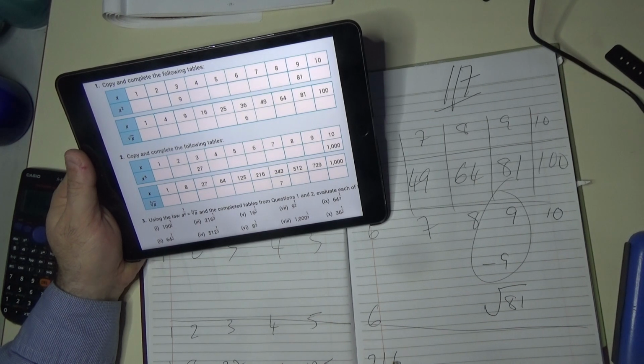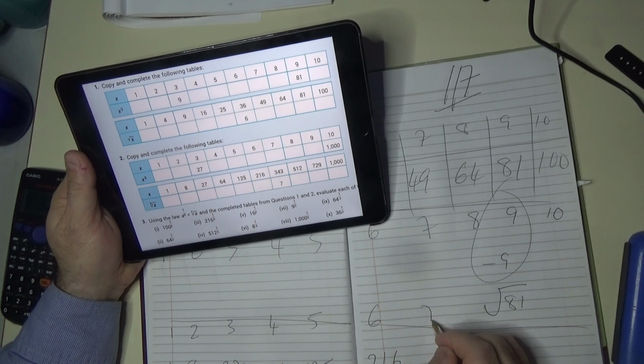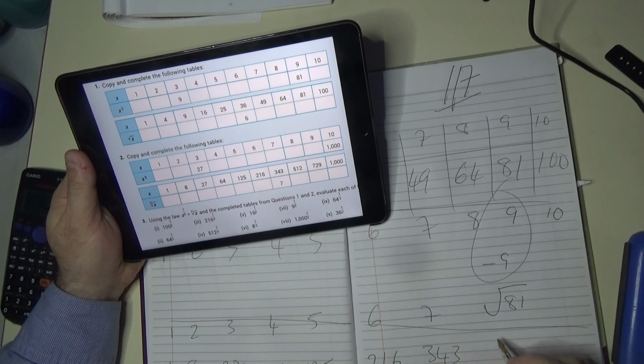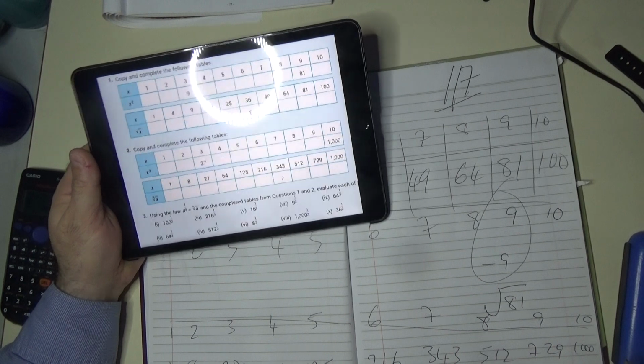We know a power of 6 always ends in 6. 7 cubes to 343. 8 cubes to 512. 9 cubes to 729. And 10 cubes to 1000.